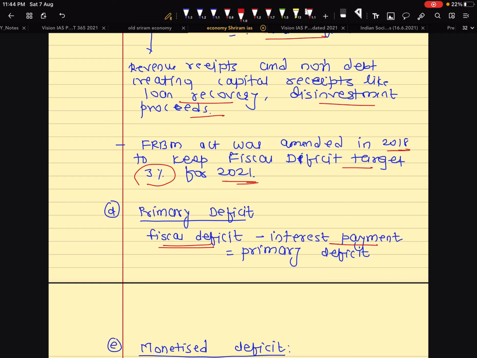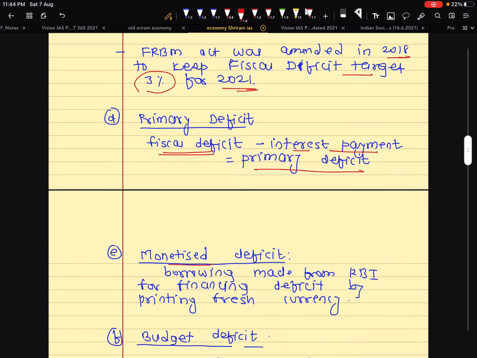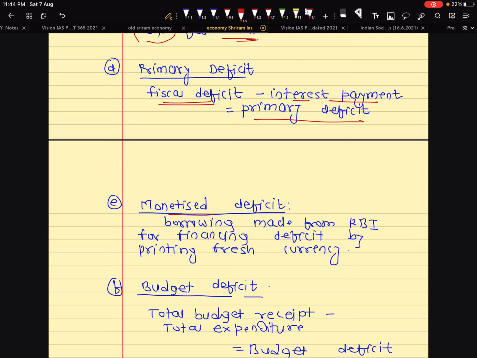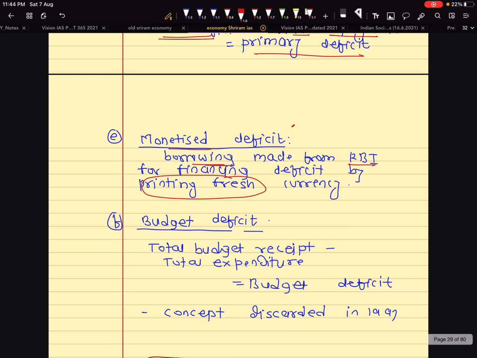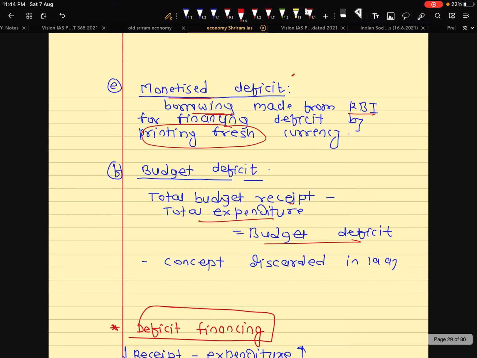So from fiscal deficit, if we subtract the interest payment, it leads to the primary deficit. Then there is monetized deficit. Like I told you, there are various mechanisms to finance the deficit. If the government is borrowing from RBI and RBI is financing that deficit by printing fresh money, it leads to the monetized deficit. And the last one is budget deficit, where total budget receipts minus total budget expenditure lead to budget deficit, but this concept has been discarded since 1997.